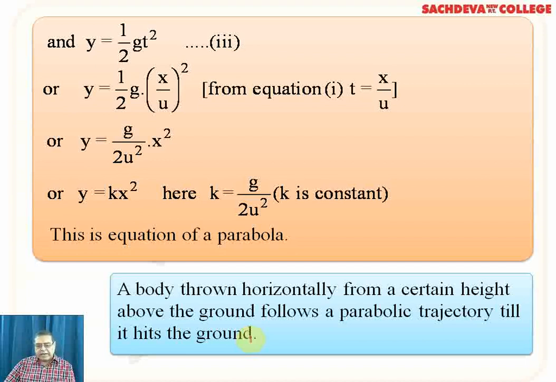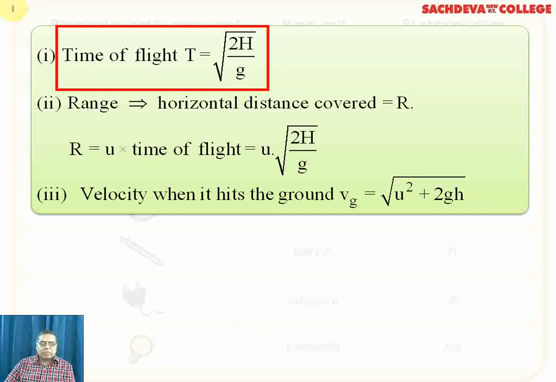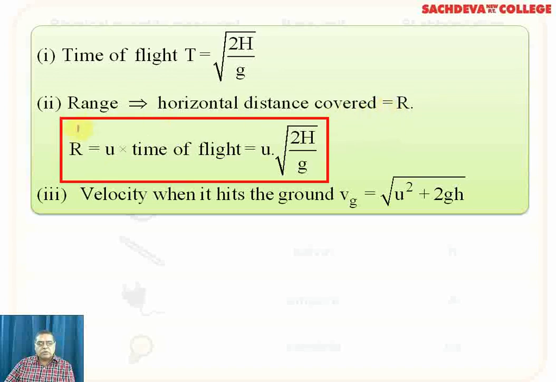And the range is always represented by R, that is the horizontal distance traveled by the projectile. Now, time of flight can be calculated by the function square root of 2h over g. The range, that is horizontal distance, is calculated by velocity multiplied by time of flight. R is equal to u multiplied by time of flight. Then we will take u into, and for time of flight we have computed the value square root of 2h over g.